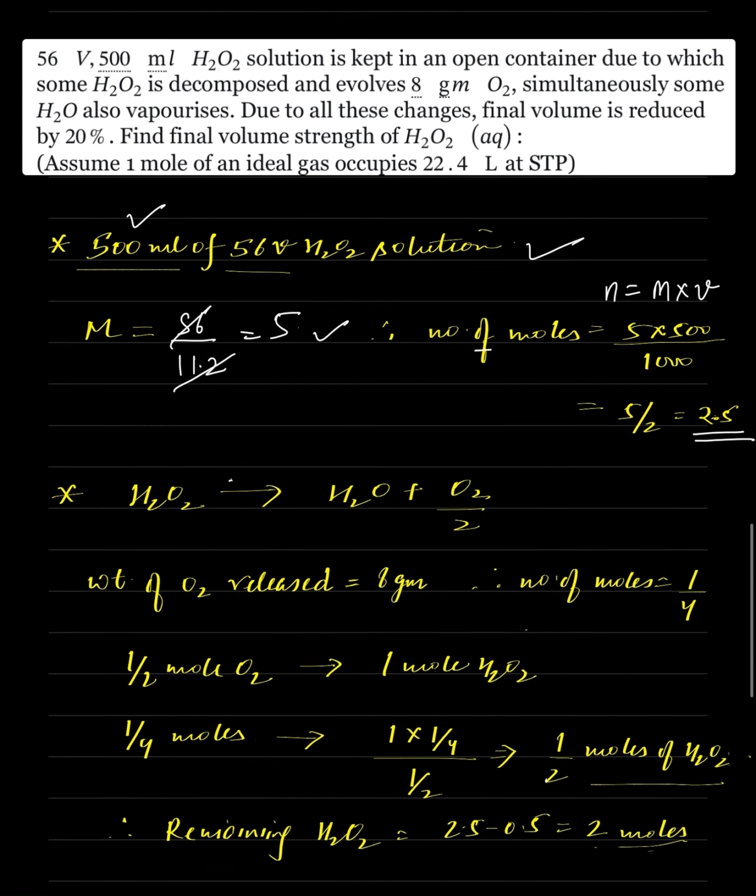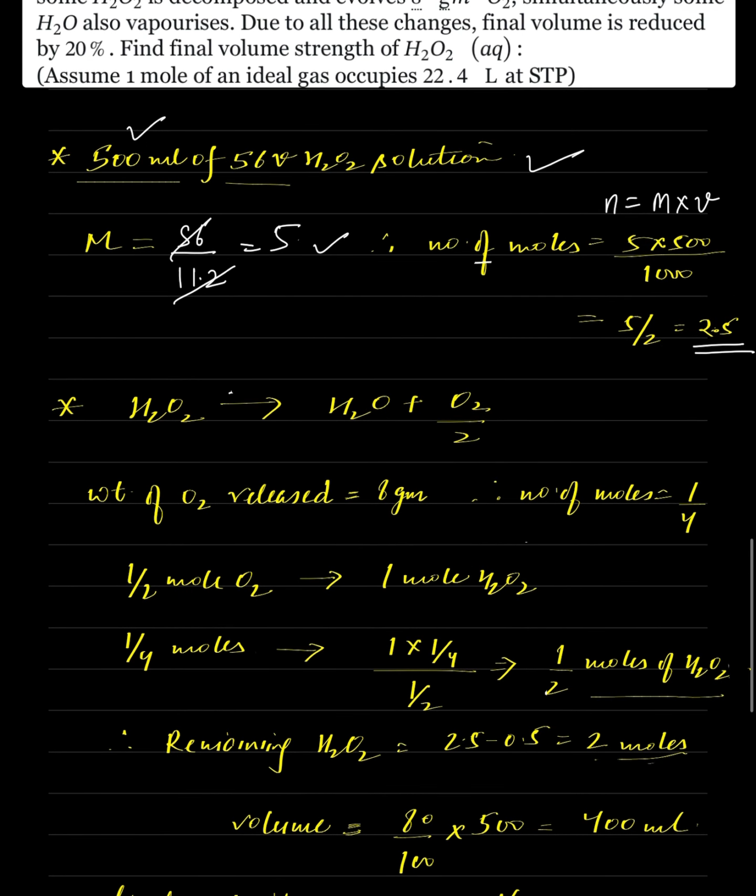Now we know the balanced equation. H2O2 in the presence of a small amount of heat decomposes to give 1 mole of H2O and half mole of O2, right? So if we go by this balanced equation, I can say that half mole of O2 is obtained from 1 mole of H2O2.